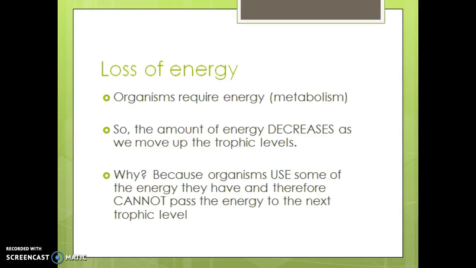So, putting our discussion into words, loss of energy: organisms require energy. We require energy. The use of that energy is metabolism. One of the byproducts of metabolism? Heat. So, as a result of the loss of that heat, the energy decreases as we move up the trophic levels. There's less available. Why? Because organisms use some of the energy that they have, and therefore they cannot pass that energy to the next trophic level.